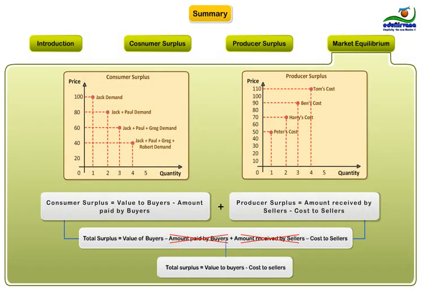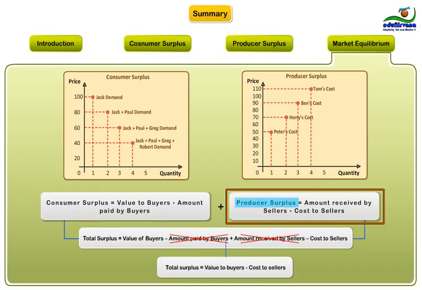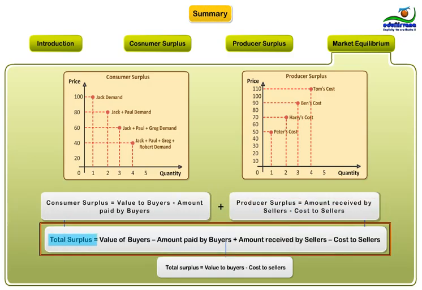Consumer and producer surplus and market equilibrium. Consumer surplus is equal to value to buyers minus amount paid by buyers. Producer surplus is equal to amount received by sellers minus cost to sellers. Total surplus is equal to consumer surplus plus producer surplus, which is equal to value to buyers minus amount paid by buyers plus amount received by sellers minus cost to sellers.